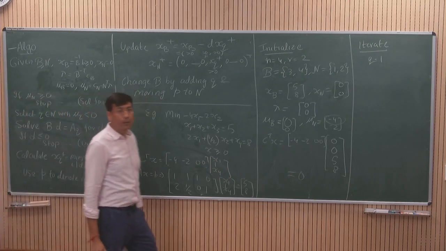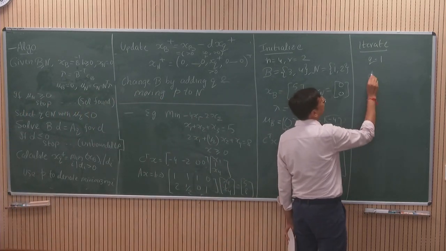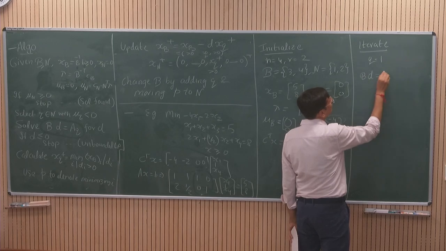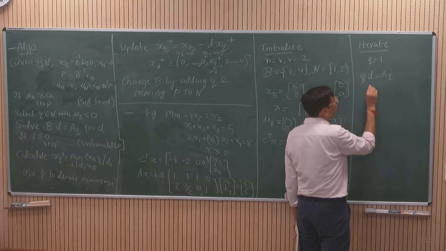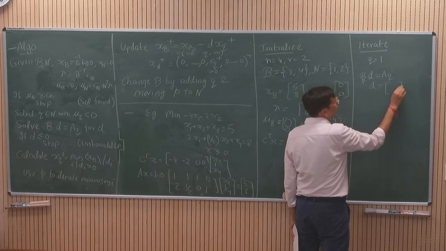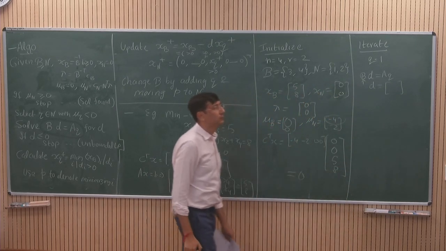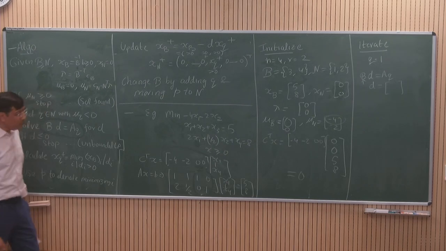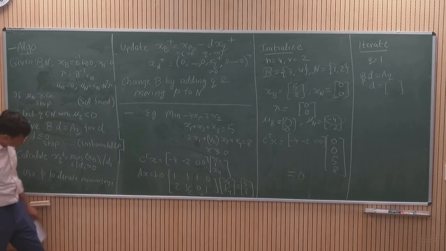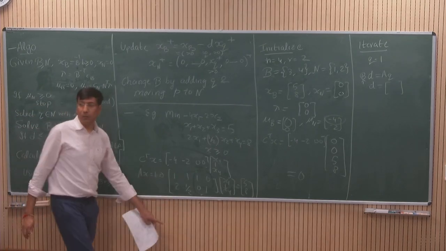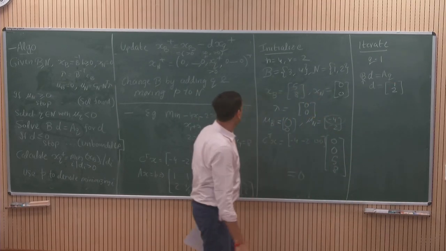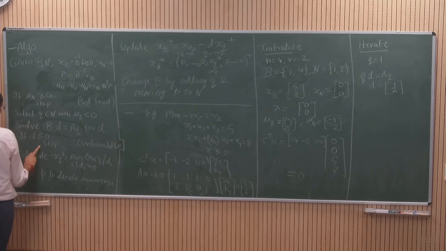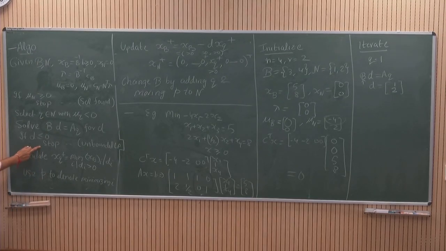Correct? So what is my D? BD is equal to AQ. B is the identity. So D is nothing but AQ. AQ is the first column of the A matrix, which is 1, 2. Okay, now we go to the next step. Are all D's negative? No, so both are positive in fact. So now we'll calculate this guy.